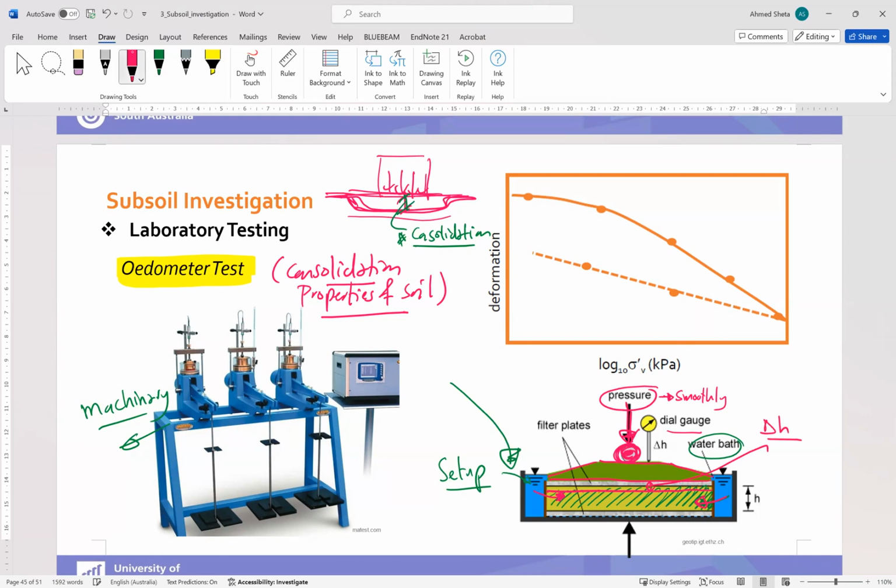Okay, so the idea of the odometer test is we apply a pressure on the soil and also allow water to be in the soil. So what will happen is when you have soil and you have soil particles like that and you have water in between, when you apply load on the soil, what happens to the water? The water tries to get out of the soil, so the soil will settle and consolidation will occur.